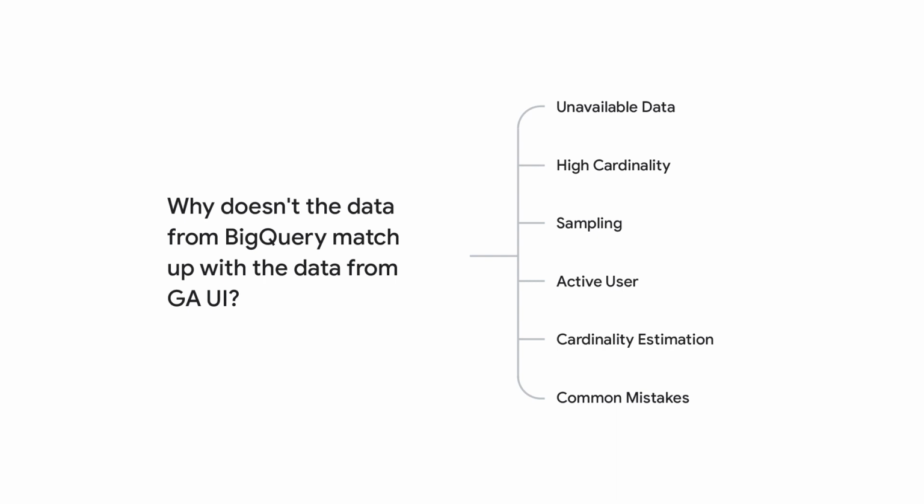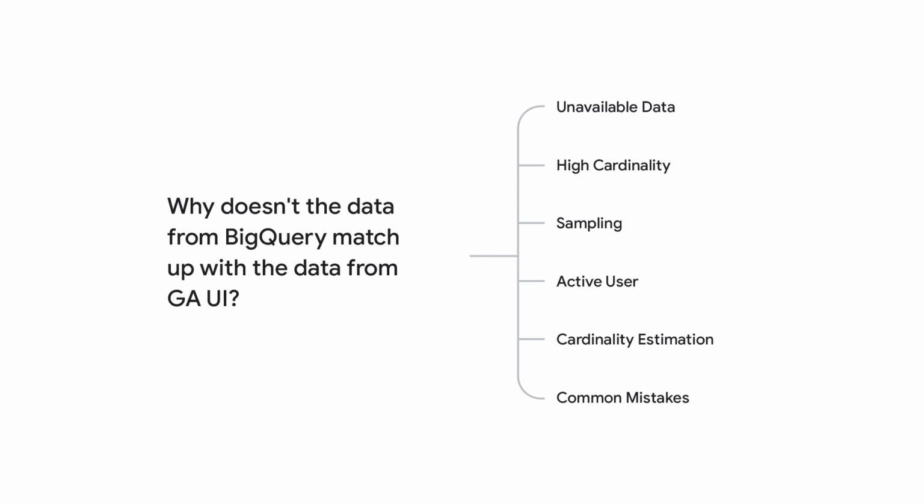To dig a bit further, here are some ways the UI and BigQuery export may differ and what Musa can potentially do to mitigate them to some extent. Conversion modeling, behavioral modeling, Google signals, and traffic attribution data are available in the UI at an aggregate level, but are not available in BigQuery.